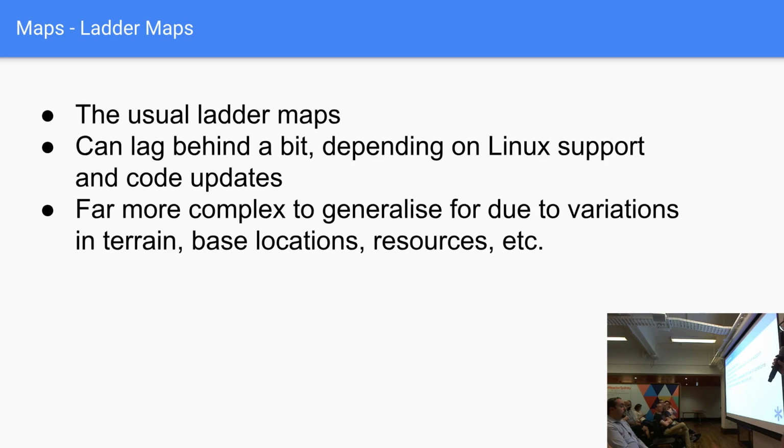The ladder maps are very complex. So if you're trying to train an agent on one ladder map and then you want to throw it on another one and expect it to just work, it probably won't. The base locations are different, the mineral locations are different, the terrain's different. Some of them are rectangular, some of them are square. Some of them you start in the corner, some of them you start at the top. So things can be quite different. So that's really, really complicated stuff.